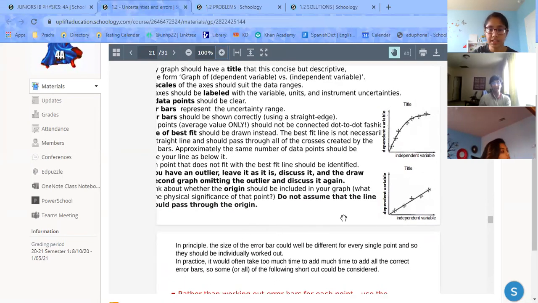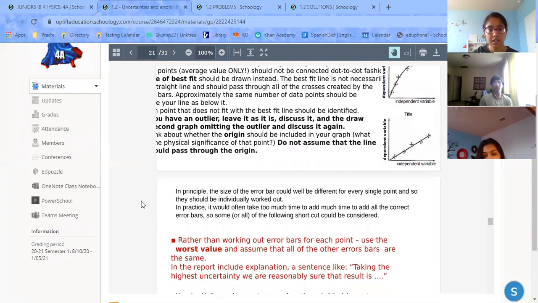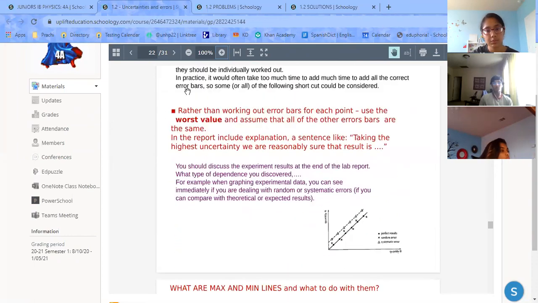And then the outlier, I think you leave it on the graph, but be sure to mention it if she asks you any question, like attempting to summarize the data. And don't assume that the line should pass through the origin. It might start earlier, or it might have a positive y-intercept.